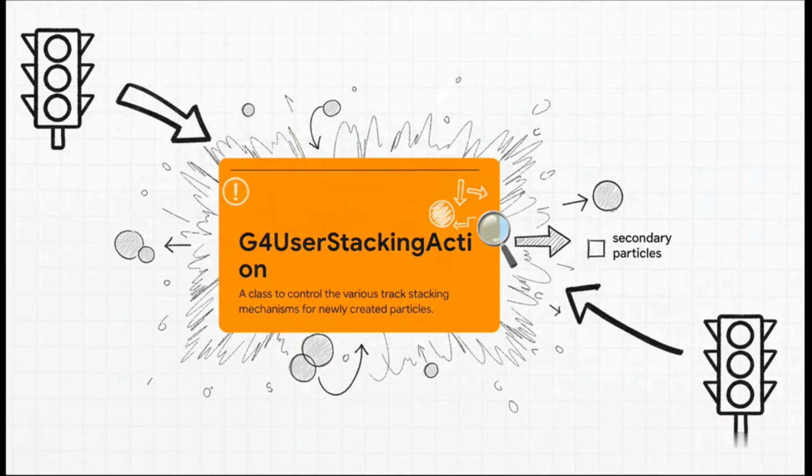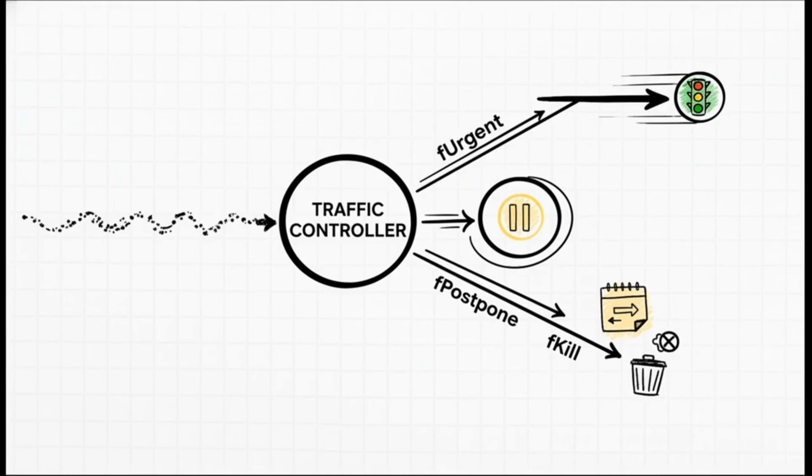Now this next one, this is a really powerful tool. It's called the stacking action, and you can think of it as the ultimate traffic controller for your simulation. Every single time a new particle, a secondary, is created, the stacking action gives you a chance to step in and decide its fate before anything else happens to it. So, how do you do that? Well, you classify each new track into one of 4 buckets.